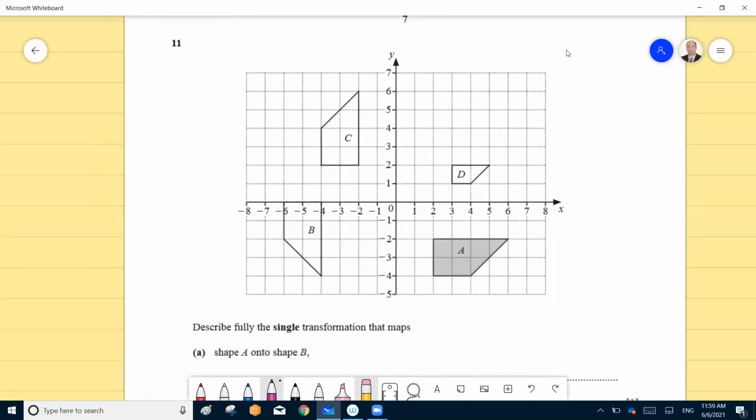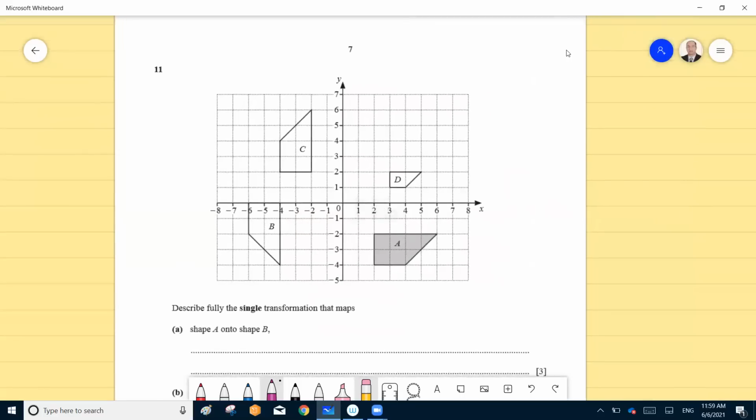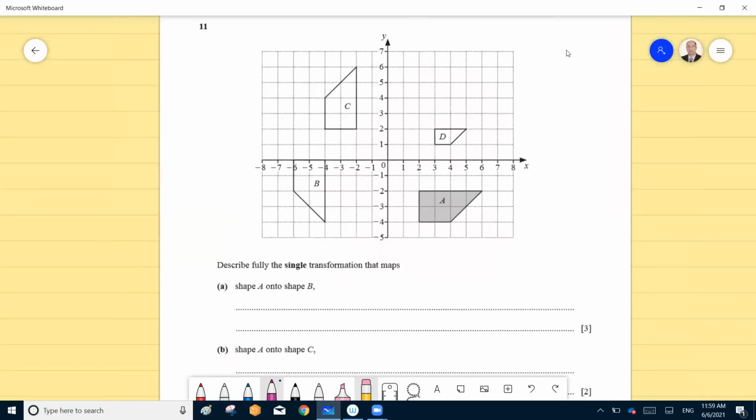Come now to transformation. Question number 11. I have now 4 shapes, A, B, C, D. The first question: describe fully a single transformation that maps shape A onto shape B. Shape A and shape B, look, some rotation happened, but really the center, unfortunately, is not the origin, is not the 0. So for this reason, you try to look for the correct center of rotation by trial and error method.